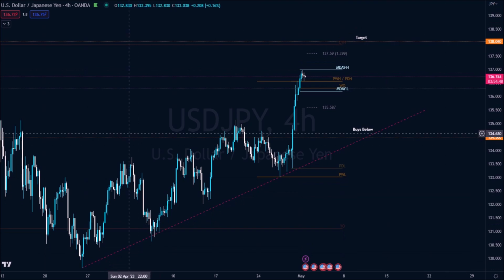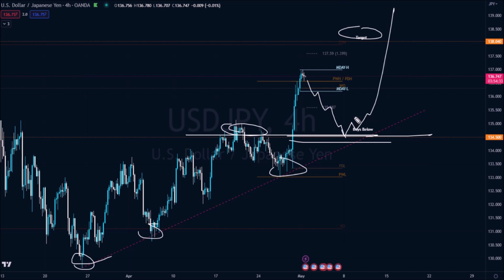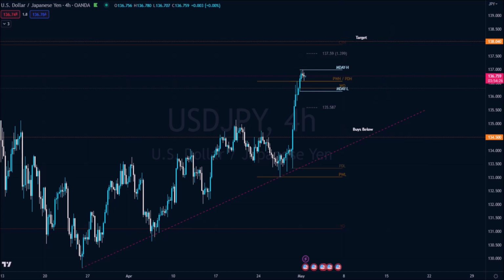Dollar yen to the upside, we do have a first target of 138.04. If we do get a pullback, this is where I would like to buy. Buy anywhere below this level. We do have structure here, support, support, and support. And then we have some structure here. That would be the ideal place to look for buys. This is overstretched in my eyes, and we need a pullback to get involved with the next wave to the upside.